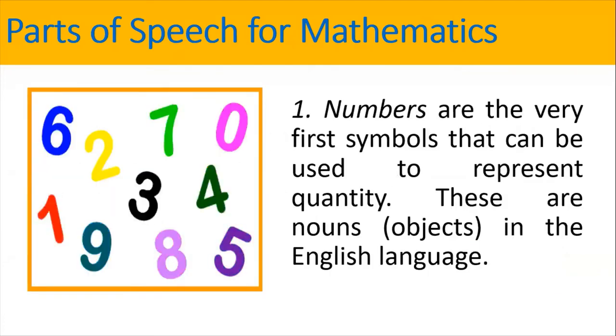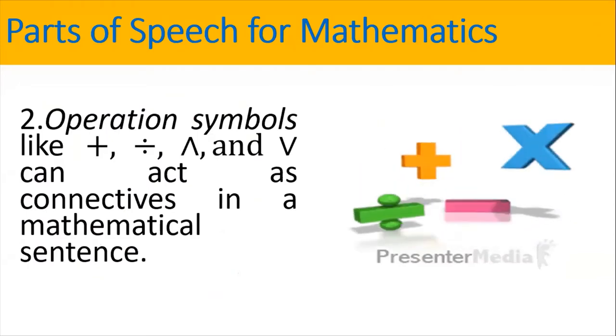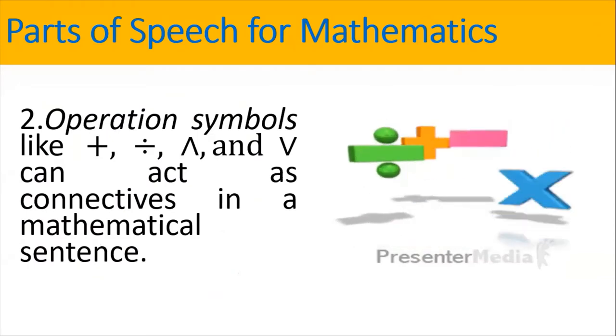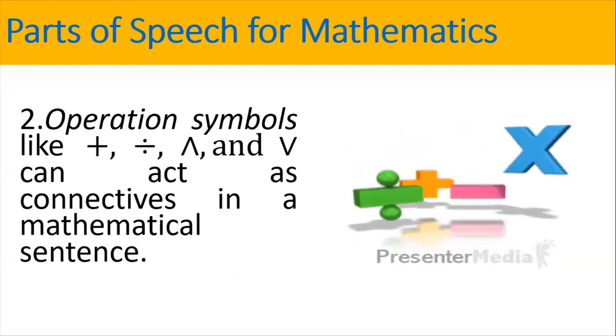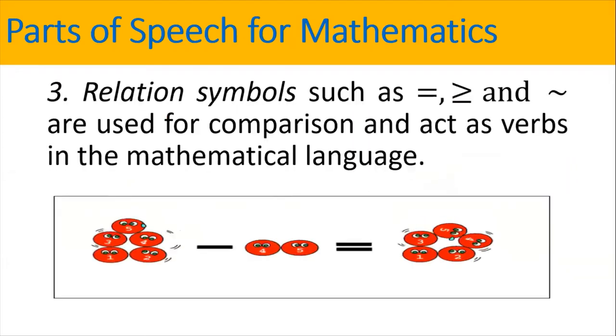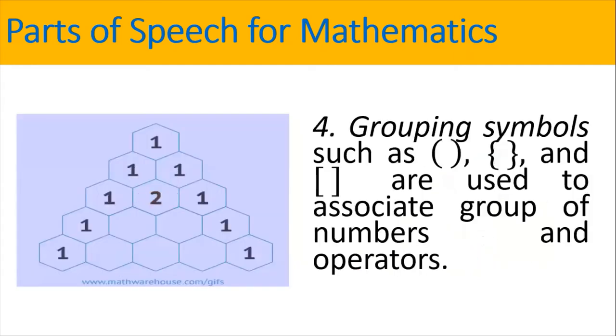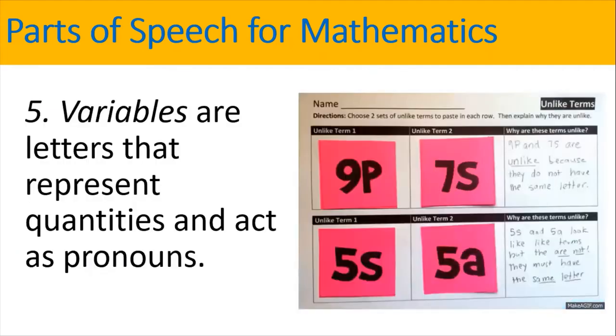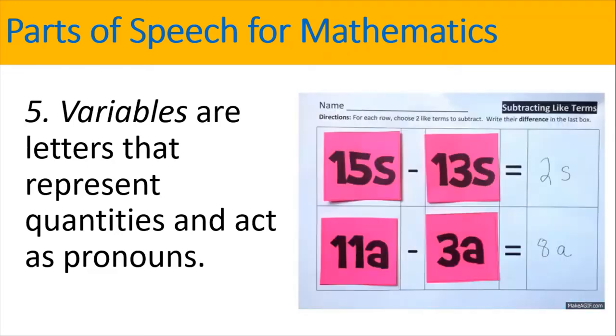Numbers are the very first symbols that can be used to represent quantity. These are nouns in the English language. Operation symbols like addition sign, quotient sign, caret, and reverse caret can act as connectives in a mathematical sentence. Relation symbols such as equality, greater than or equal to, and tilde are used for comparison and act as verbs in the mathematical language. Grouping symbols such as parentheses, braces, and brackets are used to associate groups of numbers and operators. Variables are letters that represent quantities and act as pronouns.